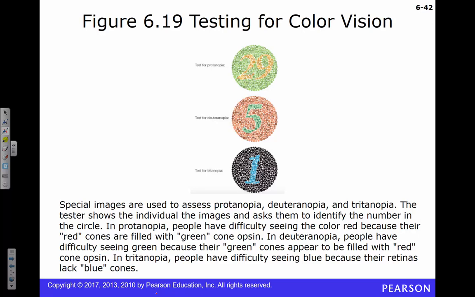All right, so this is a quick and easy test for color vision deficits, right? If you look at this, the top should say 37, 12, and 15. If you don't see those numbers, you should see your doctor, get your vision checked.